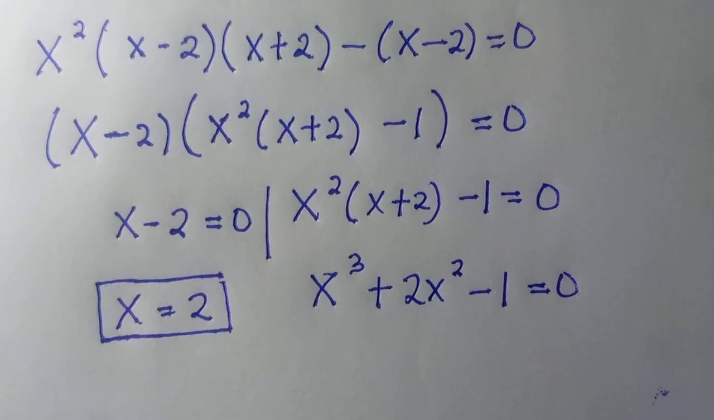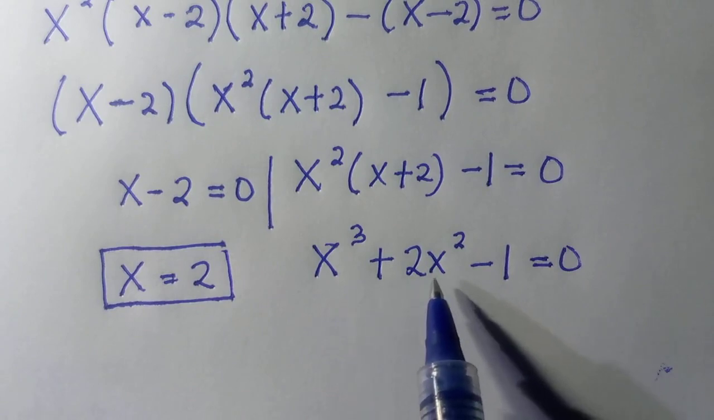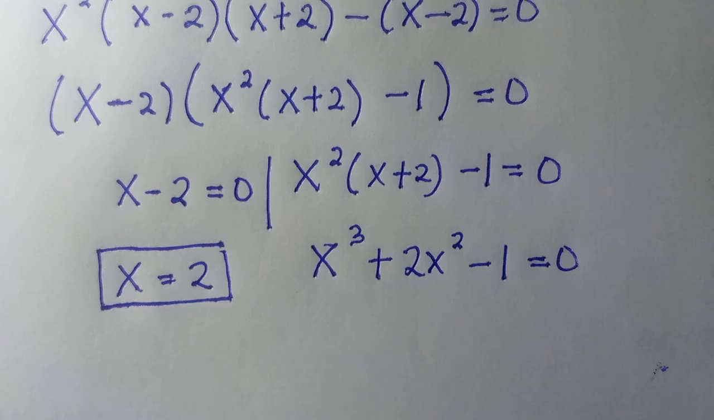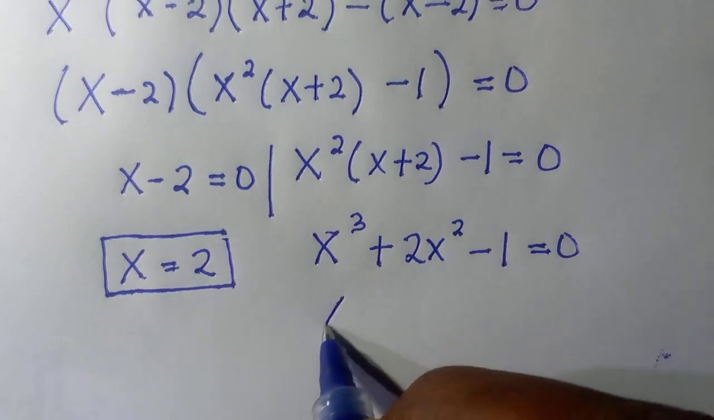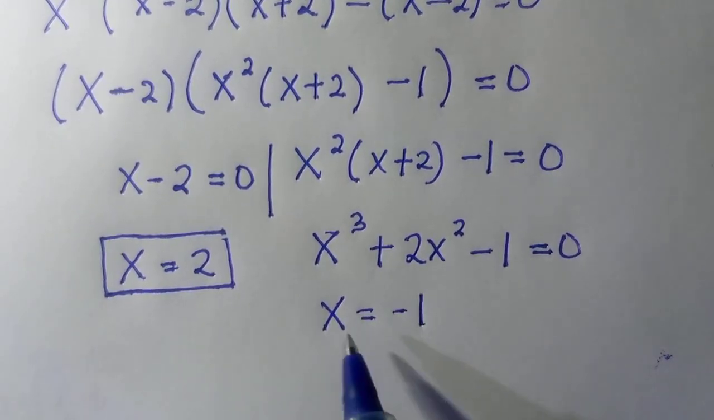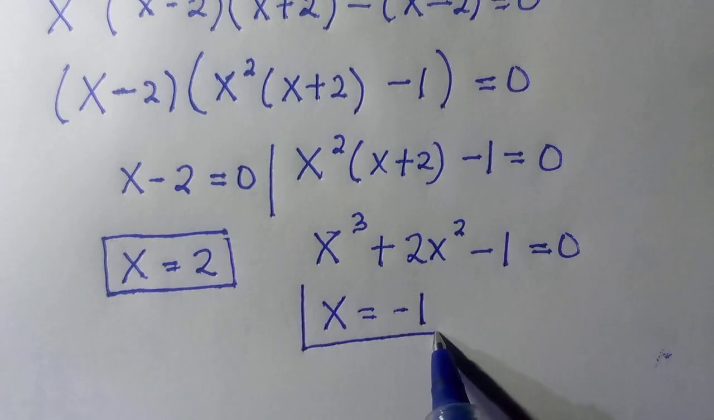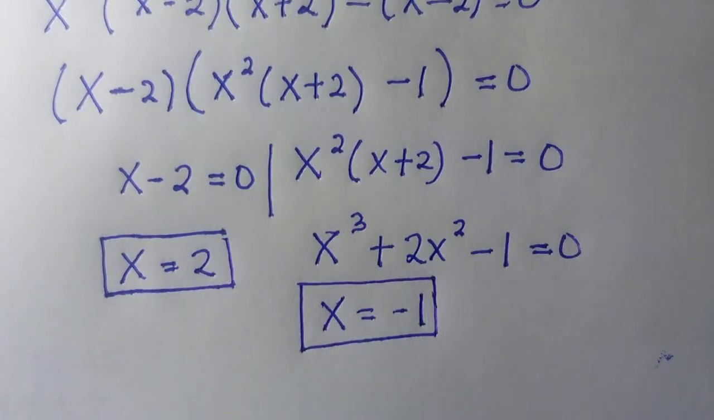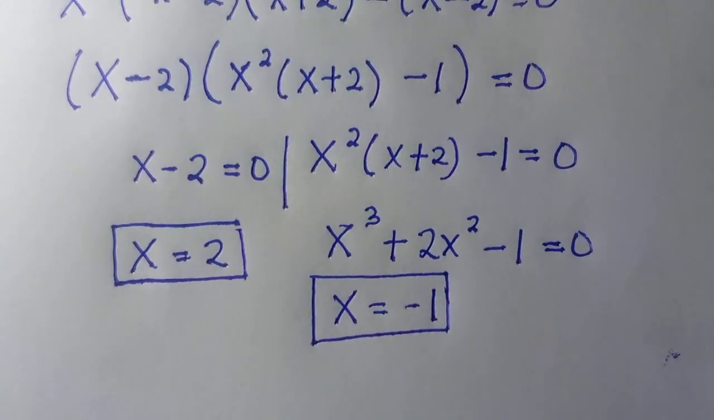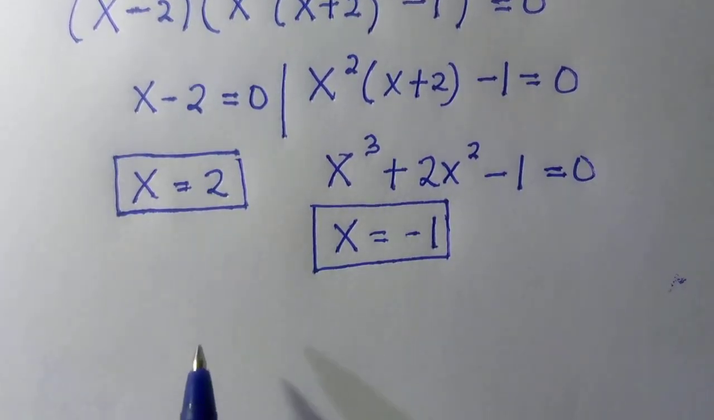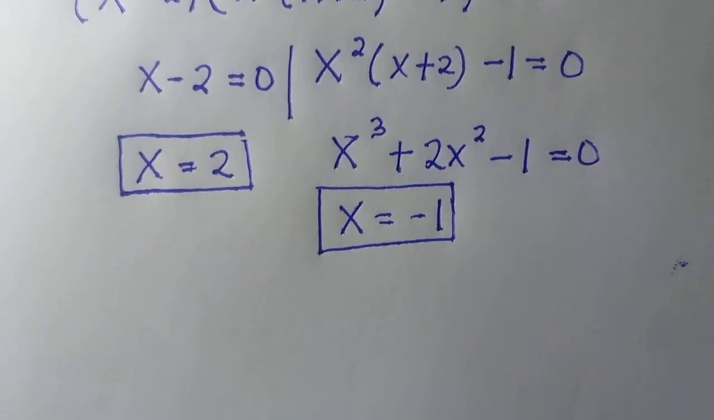We have another cubic equation, which is x³ + 2x² − 1 = 0. With this, it is obvious that x = −1 is another solution to this problem. We can substitute that, and we get it. So having x = −1 as the solution, we are going to apply what we call synthetic division to obtain the other roots. Here is how it works.